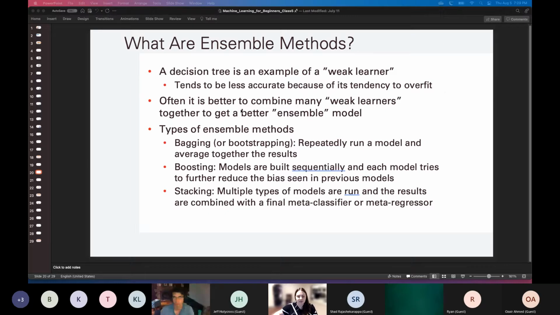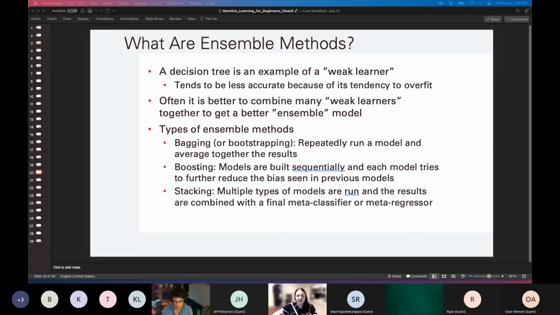There are different types of ensemble methods. First, bagging, and if you're in statistics, you will have heard this as bootstrapping. Bootstrapping is repeatedly running a model and taking the average of your results. So this is often used in simulation as well. So that's something that you may have heard of outside of the context of machine learning.